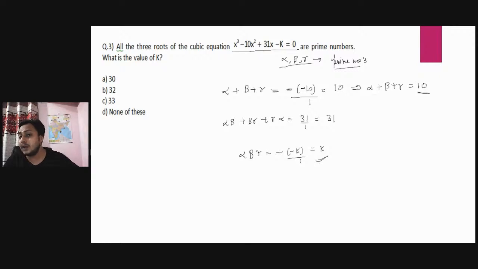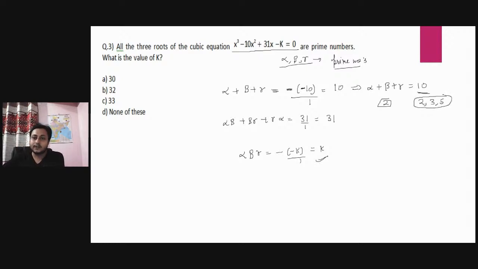one of the roots should be 2, because 2 is the only even prime number. So the sum of these three prime numbers is 10, an even number, then one of the prime numbers must be 2. Basically, one of the roots must be 2, right? So the three roots must be 2, 3, 5.